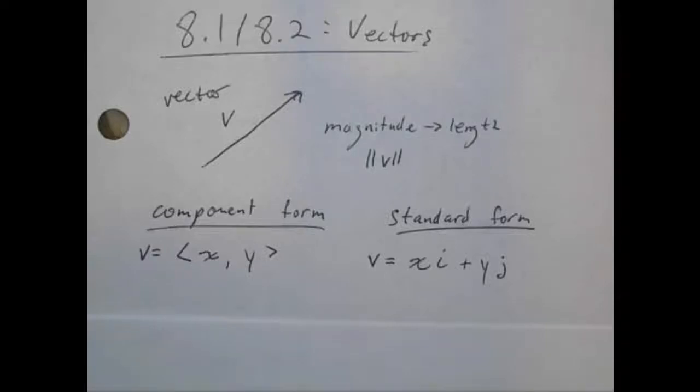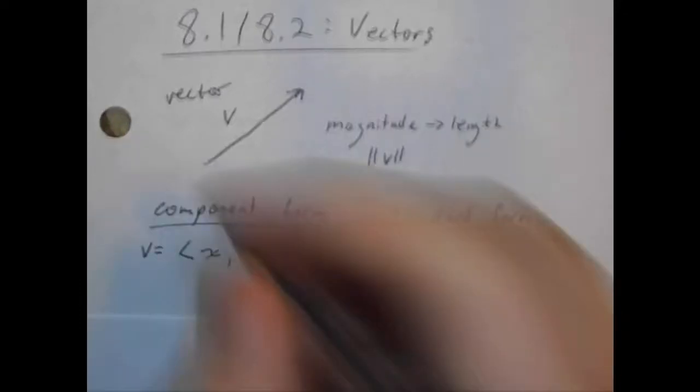In this video, I'm going to be talking about vectors. So what a vector is, essentially, is just something with a direction and a magnitude. So I'm going to draw something else on here.